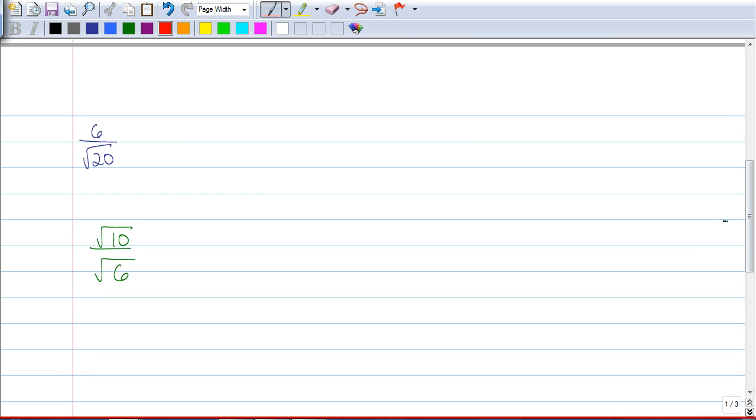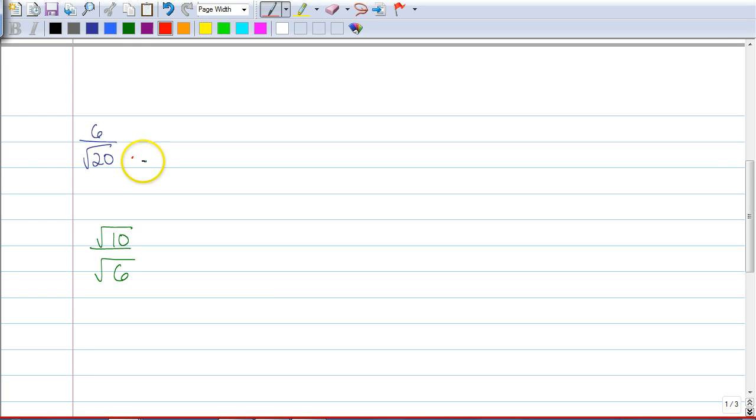Okay, I want you guys to try this first one on your own, what's in blue here, the 6 divided by the square root of 20. So use what we just talked about to simplify this, so you can pause the video and then hit play when you're ready to check to see if you got the correct answer. Okay, let's see how you did.